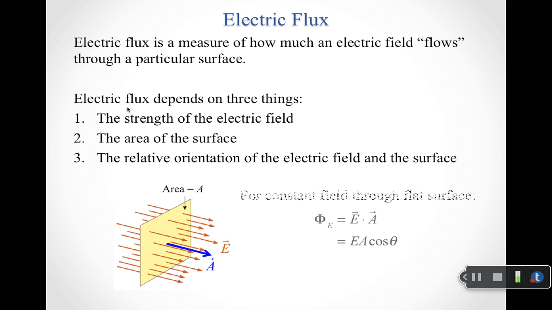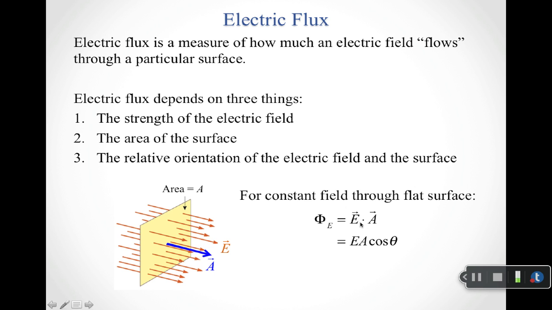And so in its simplest form, I can take care of all three of these parameters by calculating the electric flux for a constant field through a flat surface in the following way. It's simply going to be the dot product of the electric field vector with the area vector.